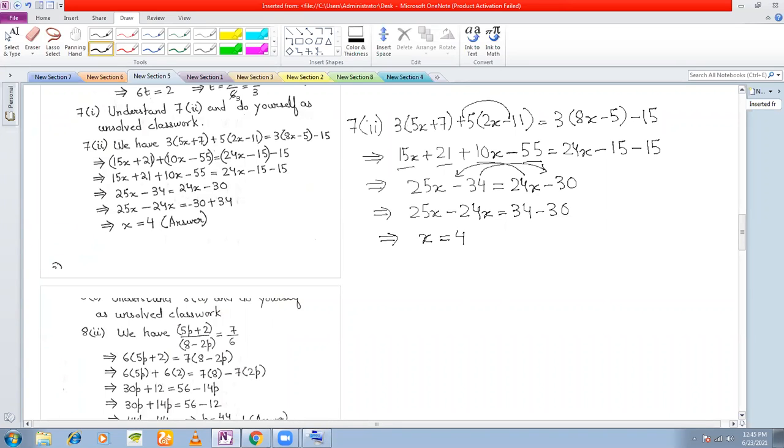In order to check the answer, you can put x is equal to 4 on this side and see what is coming, and put x is equal to 4 on the other side and check what is coming and see whether they are equal or not. If they are equal, your answer is correct. If they are not equal, your answer is wrong.